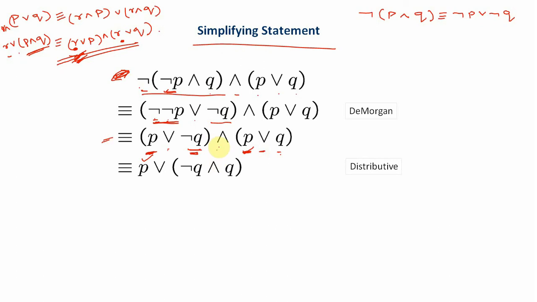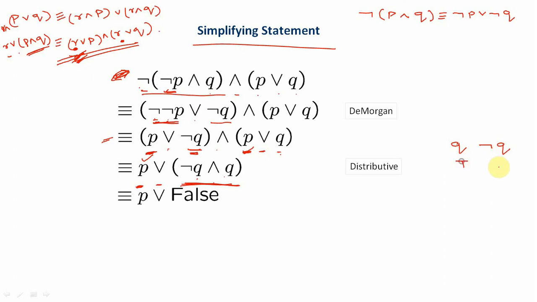So I get P or not of Q, and once again I apply the law over here, this becomes false. You see, not of Q and Q, right? Not of Q and Q.